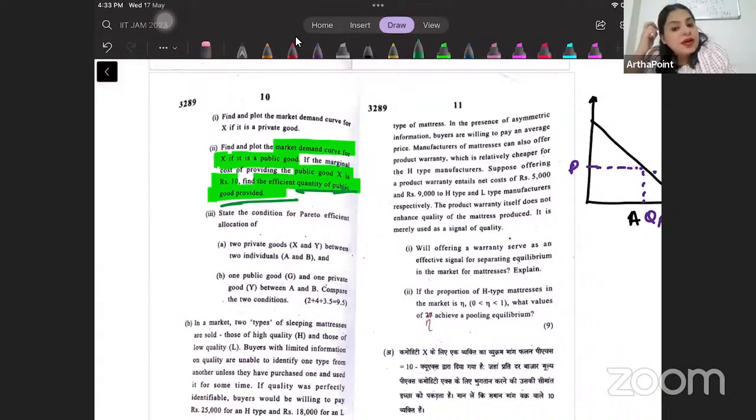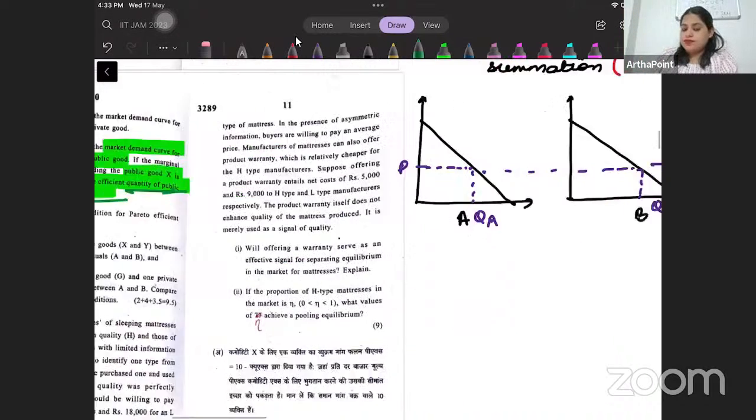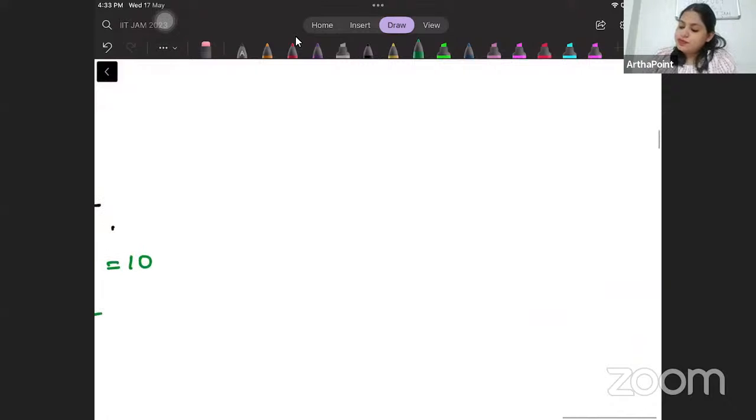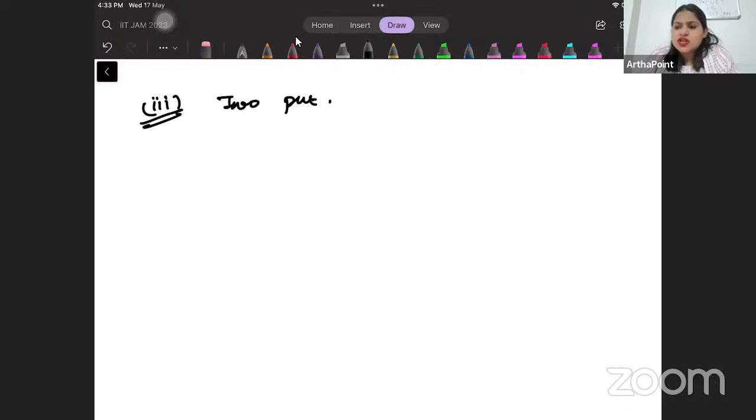State the condition for Pareto efficient allocation of two private goods, A and B, and one public and one private good. Okay. Let's look at the third part now. So beta, when there are two... you write its explanation yourself, I'm just writing it in short. So when there are two public goods, two private goods, that's the part it's asking. So what does each individual do? Each individual will equate.